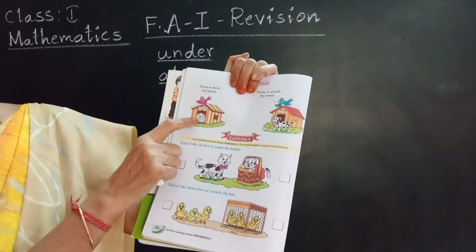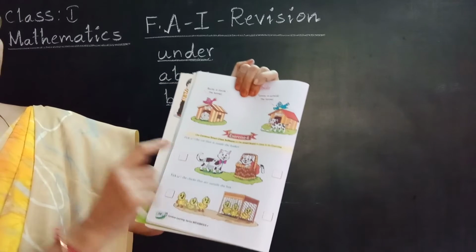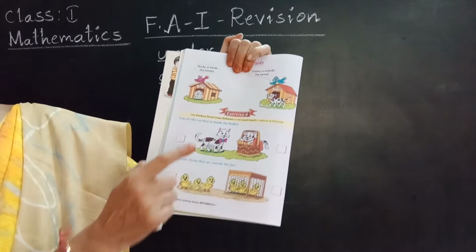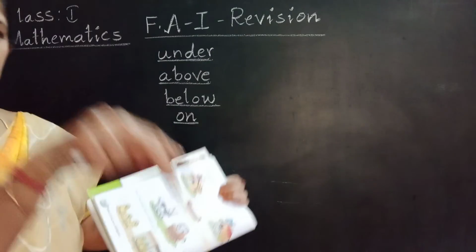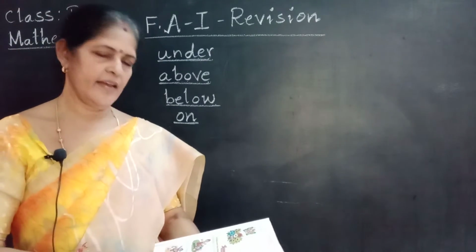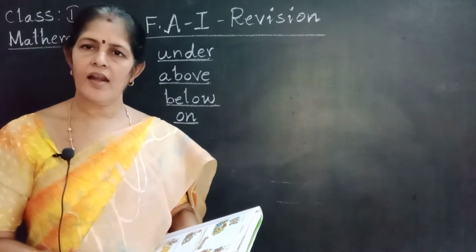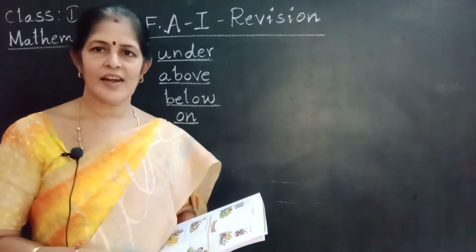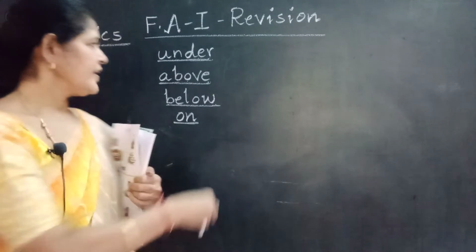See. Dog is inside. Bird is outside. Yes or no? Cat is inside. This cat is outside. Kittens are outside. These kittens are inside. Inside, outside. Big, small. Long, short. Tall, short. More, less. Long, short. Okay. Next, these concepts.